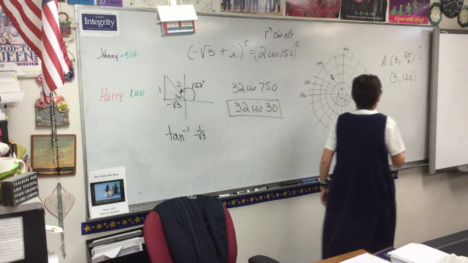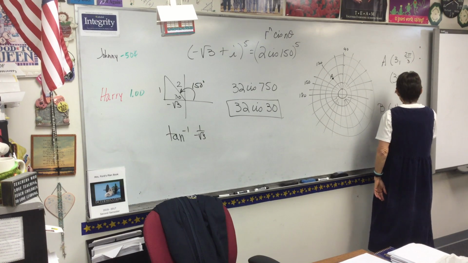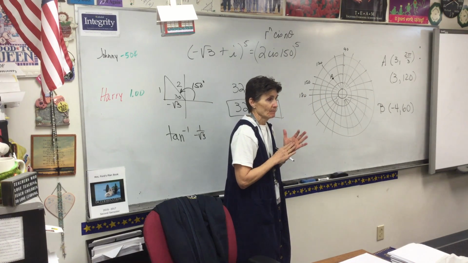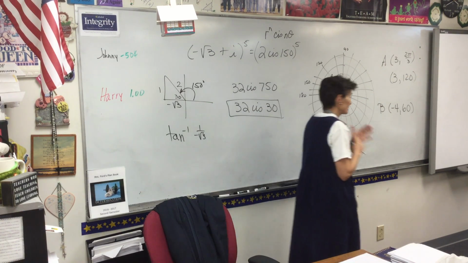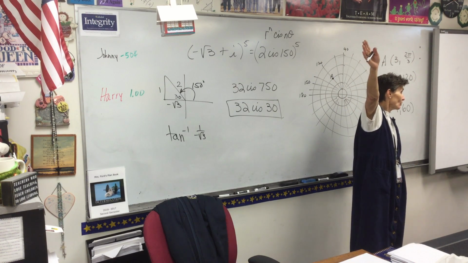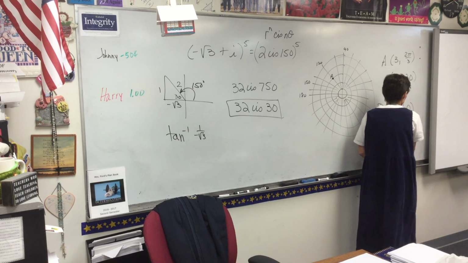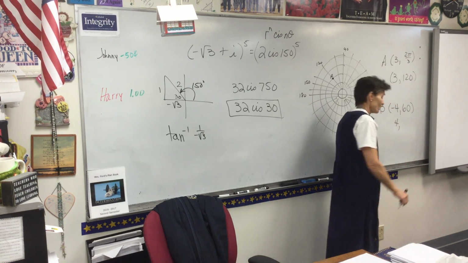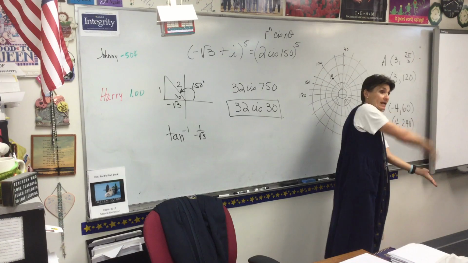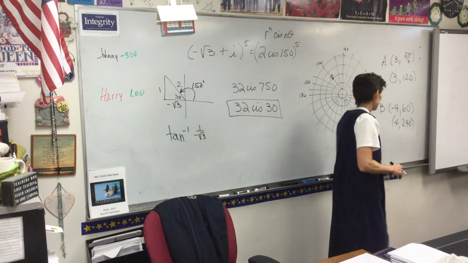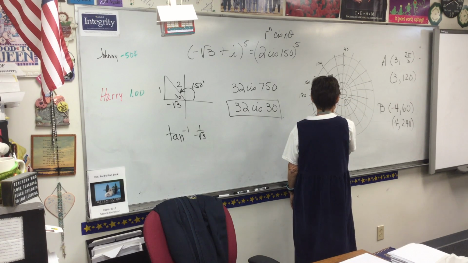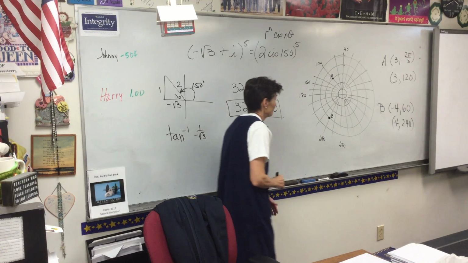Negative 4 comma 60. Something like this was on your quiz. You can't plot a negative radius. So what you have to understand is a negative R value flips you to the other side of the circle. So instead of plotting this at 60, it's going to be plotted on the other side of the circle, which is 240 degrees, right? And so we're going to plot it at 4 comma 240. So point B is plotted right there.